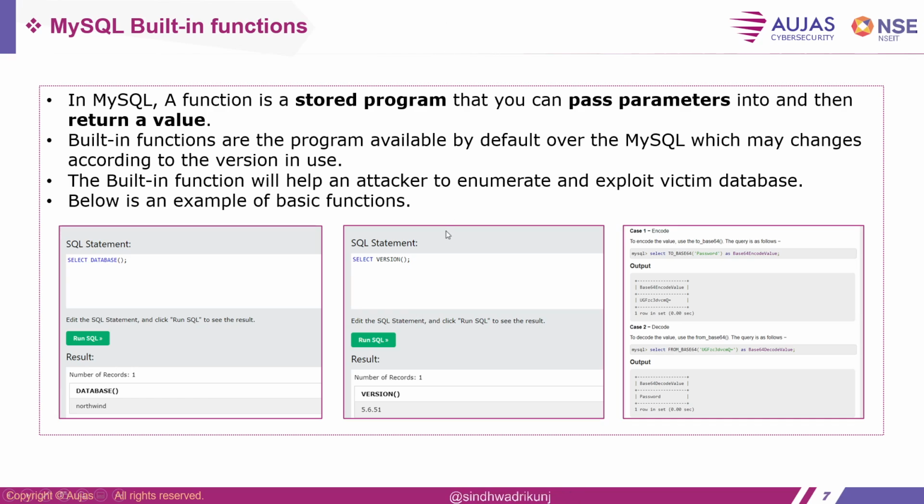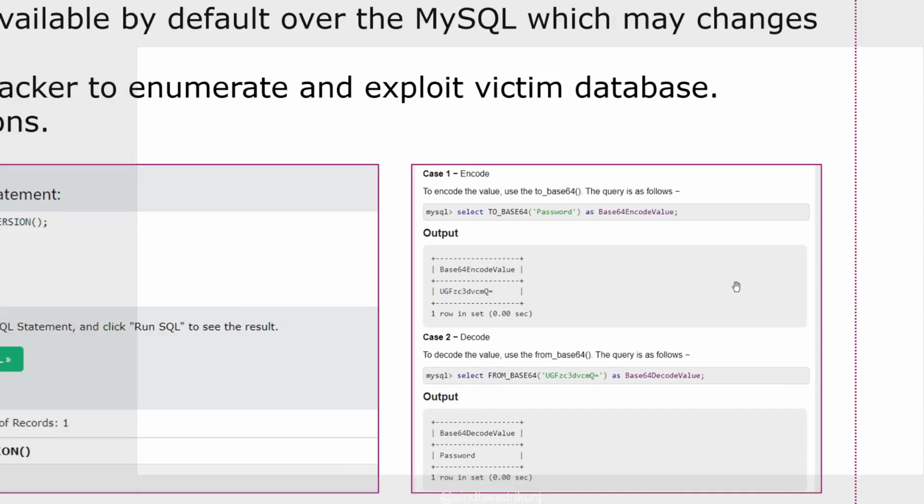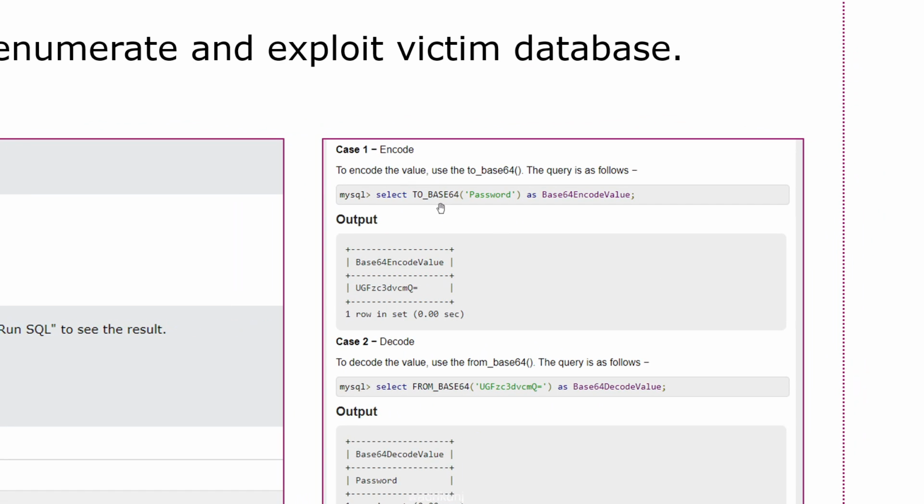In MySQL, a function is a stored program that you can pass parameters into and then return a value. Some functions don't require parameters, such as version, which you can see on the middle snap. The left snap, database, also doesn't require any supplied parameter. Some require a parameter, which you can see on the right-hand side. I can quickly zoom in: here, SELECT to_base64 if you want to encode any data to base64, and you can go this way.